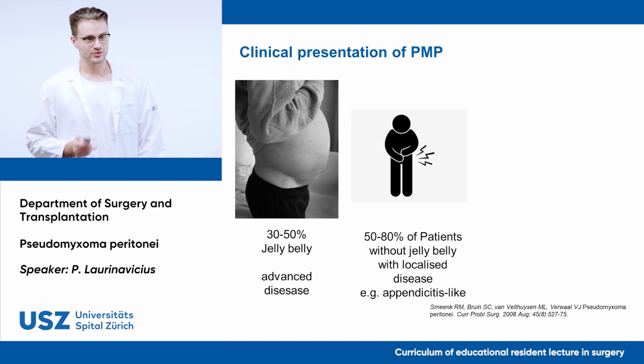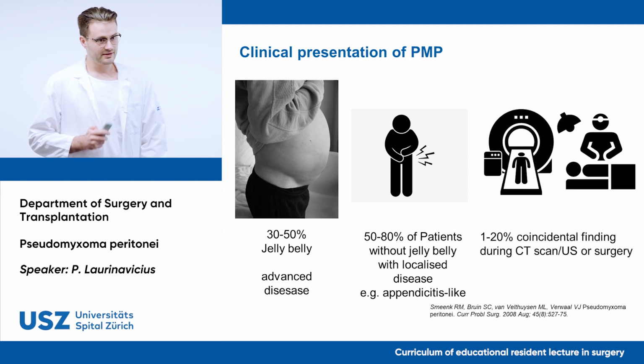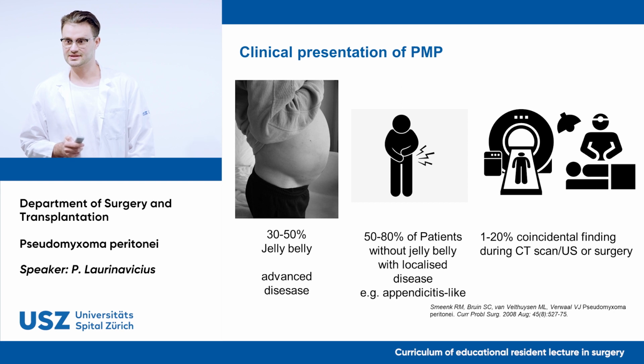However, the patients who do not have the advanced disease present themselves with localized symptoms according to the localization of mucus accumulation. So, for example, if the mucus is collecting in the right lower quadrant, the patients could have appendicitis-like symptoms. And it's important to note that in up to 20% of the cases, it could be a coincidental finding during imaging studies or surgery.